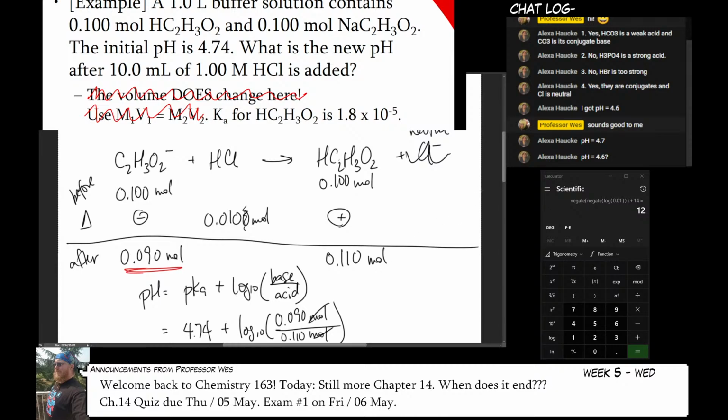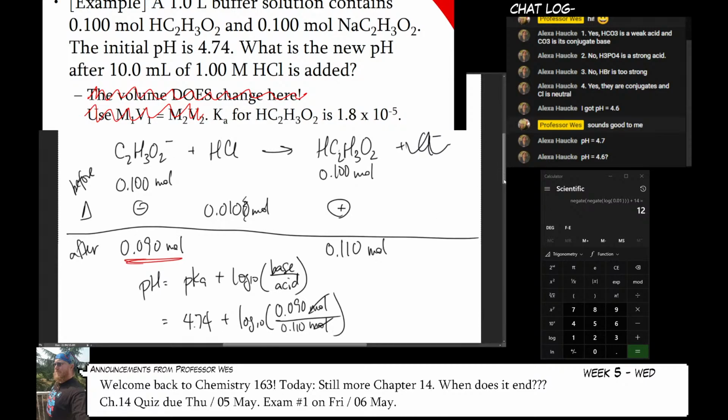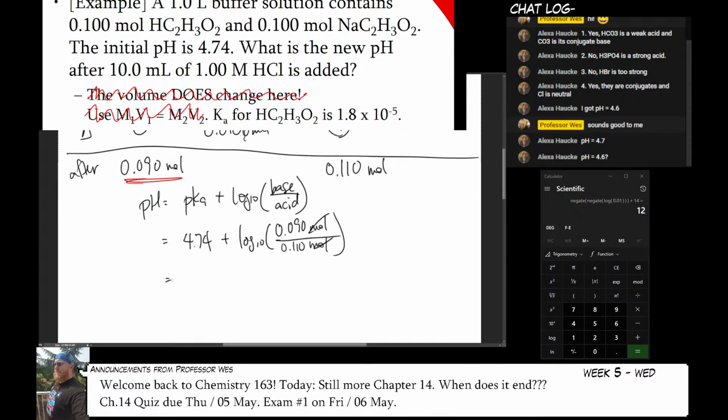And then we just punch it all in the calculator. And we should get a smaller result. I can tell by just looking at that because log of a number smaller than 1 is negative. So I'm getting a negative number, which will then be subtracted from this. So I'll get 4 point something less than that. So 0.090 over 0.110 is what's inside the log. I'm going to hit log, and I'm going to add that to 4.74. 4.65.